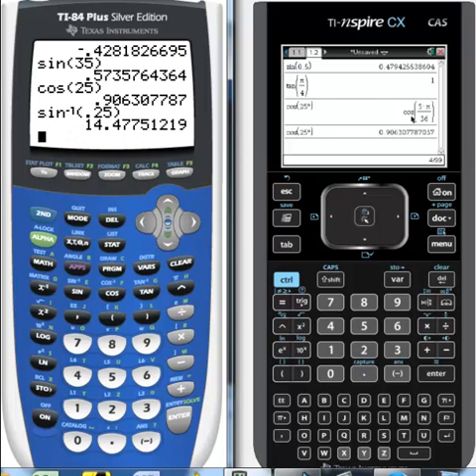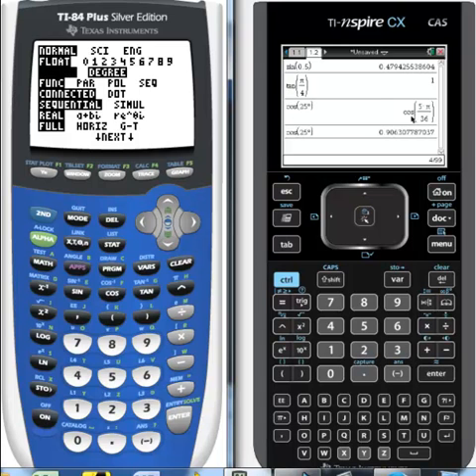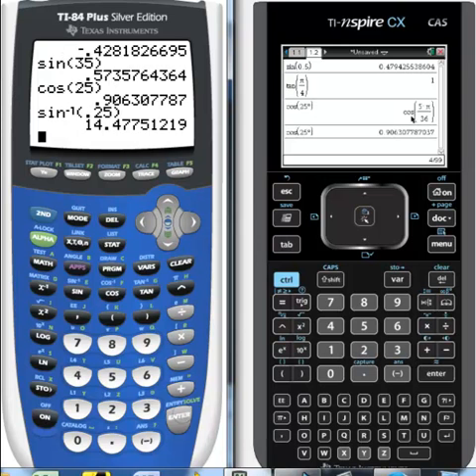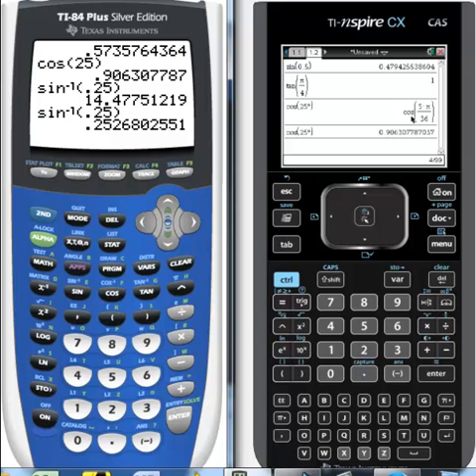If our mode is in radians, and we do the same thing, the answer will be in radians. So the acute angle which has a sine of 0.25 is roughly 14.5 degrees, and that is about 0.253 radians. Okay, and you can do inverse sine, inverse cosine, and inverse tangent.